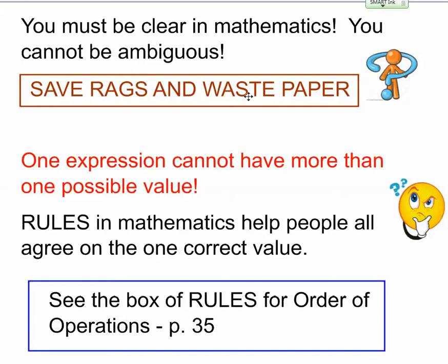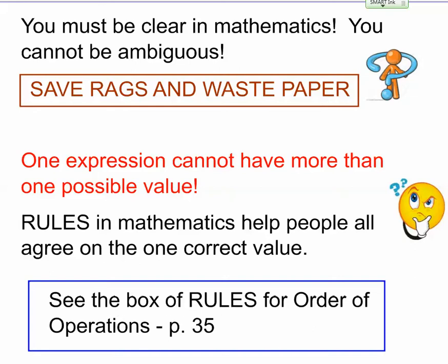But if I change this to an adjective and I say save rags and waste paper, now you know that I want you to save rags and reuse them, and save waste paper, like paper that's only been printed on one side. Use the other side. So the rules in mathematics help all people agree on one correct value when you evaluate the expression.